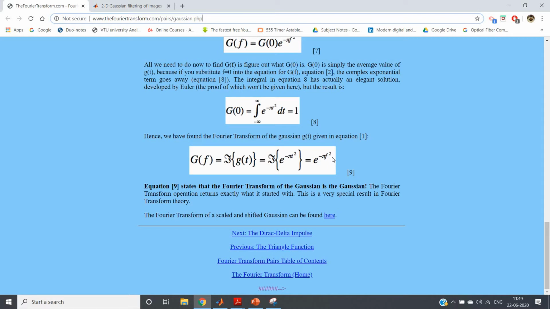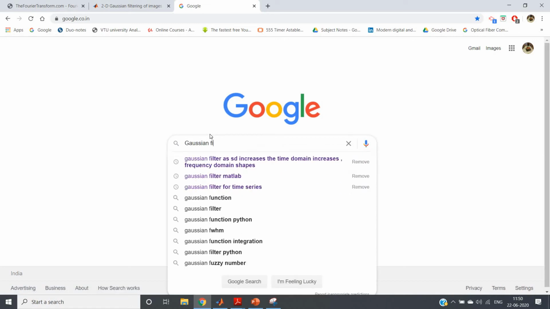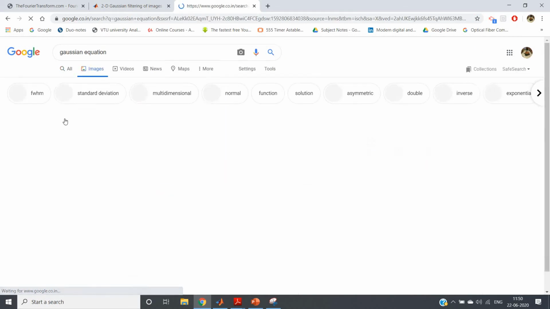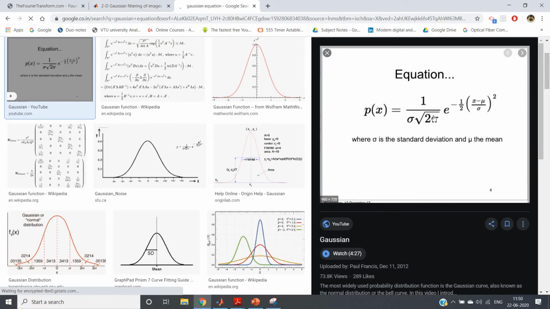This particular expression can be written in some other way using standard deviation also, which you have studied in your probability theory and random process course, right? E to the power minus (x minus mu) whole square by 2 sigma square. Let me just show you. If I go to Gaussian equation images, this is the popularly known equation with respect to probability theory and random process, which we have also studied: 1 by sigma root over 2 pi, e to the power minus half (x minus mu by sigma) whole square, where sigma is the standard deviation and mu is the mean.